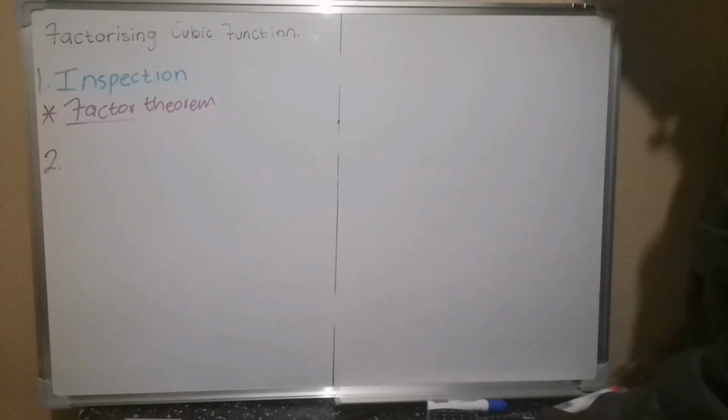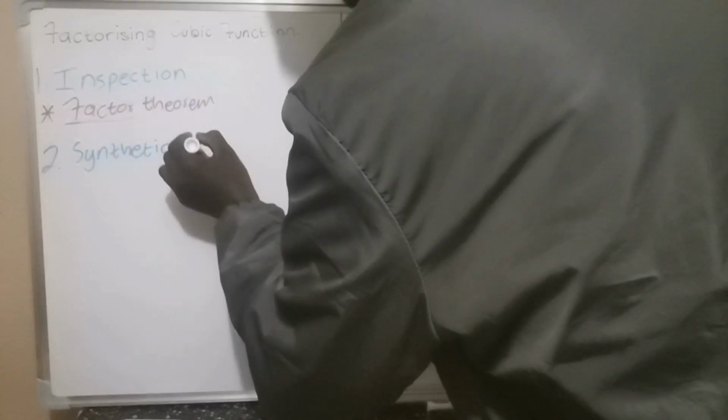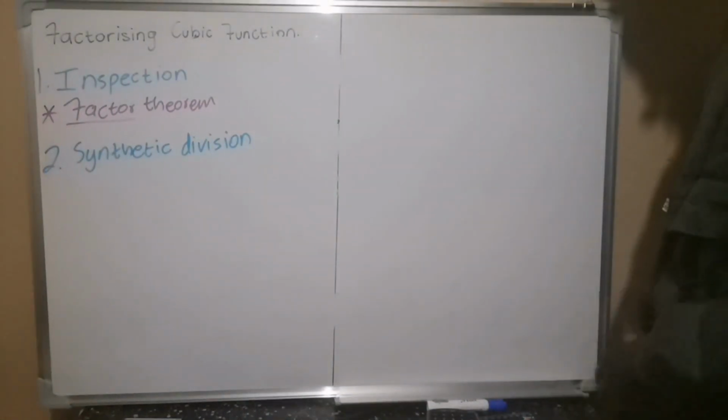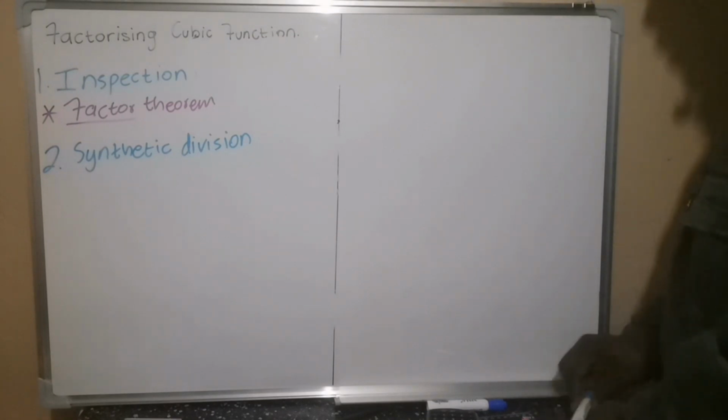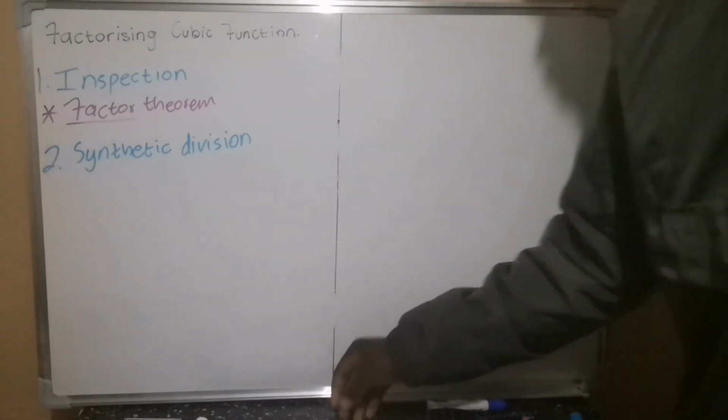Second method is synthetic division. So now, how do you use synthetic division to find factors of a cubic function?